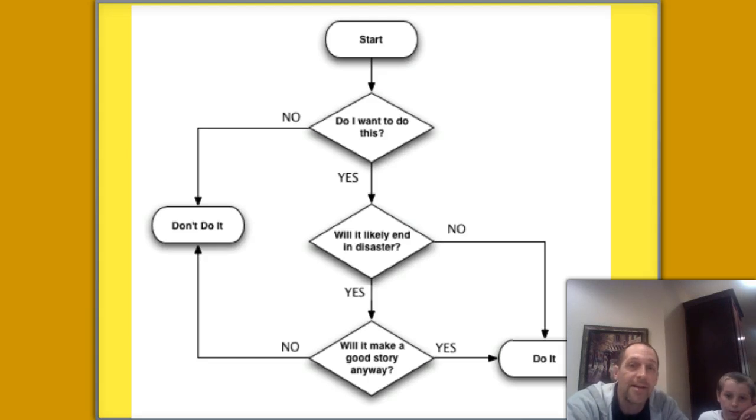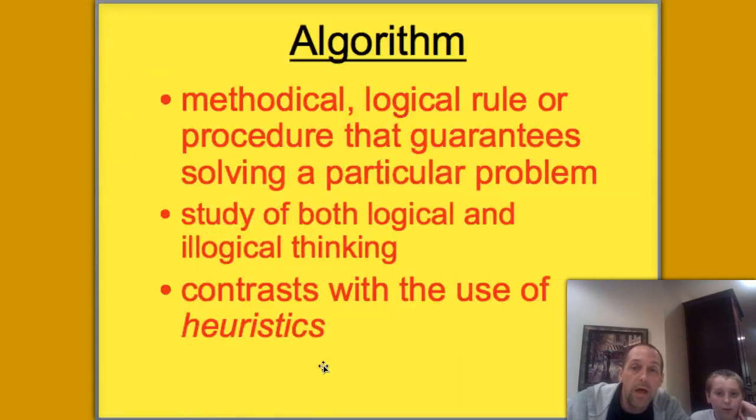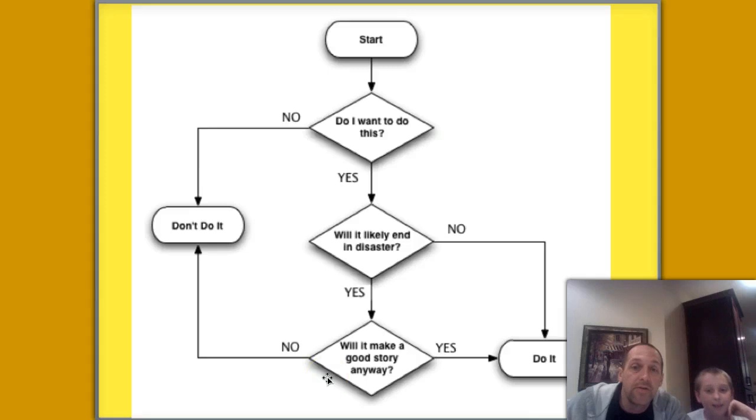Will it likely end in disaster? If the answer is no, like here, then you do it. Now, if it says yes, will it make a good story anyway? If it says yes, then do it anyway. If it says no, it won't make a good story. If it'll end in disaster and it won't make a good story, don't do it. So that's a basic algorithm for do we want to do this?